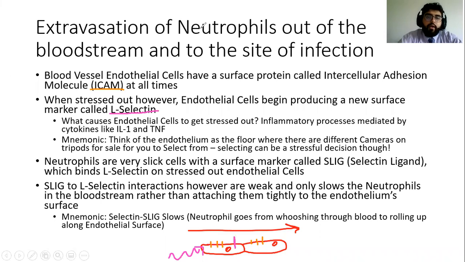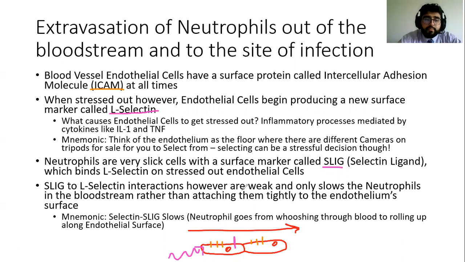The neutrophil has some receptors, if you will, or ligand. Ligand is complementary to the receptor. It's called SLIG, selectin ligand, or L-selectin ligand specifically. Neutrophil will bind the L-selectin, which is this. I don't think I'll draw it in. So selectin ligand binds L-selectin on a stressed out cell.